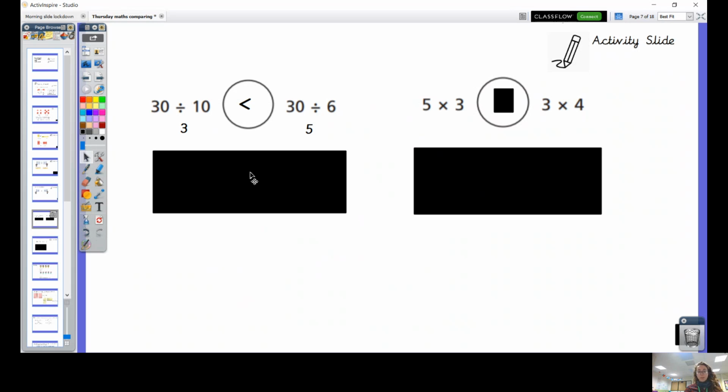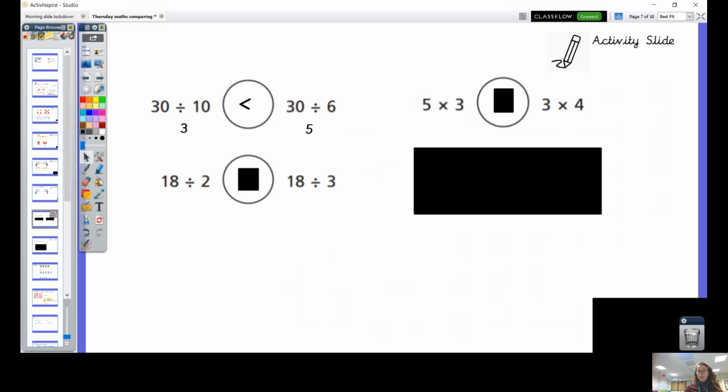I'd like you to have a go at one of those now. So pause the video, and I'd like you to have a go at this one underneath. Draw pictures if you're not sure. Off you go. Yeah, so 18 divided by 2 is greater than 18 divided by 3. Well done if you got that right.